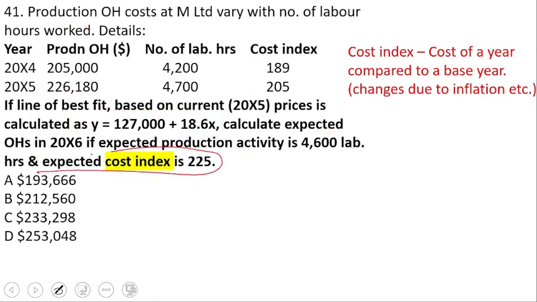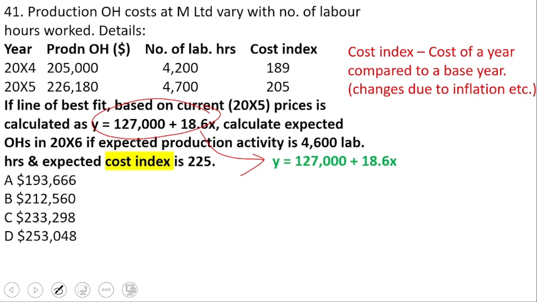And expected cost index is 225. Expected cost index relating to which year? Relating to year 2006. So we have to calculate the expected overheads, or we have to calculate Y. So we will copy the trend line. Y is equal to 127,000 plus 18.66 into x. And what did they say the value of X is? X is 4,600 labor hours, which means that instead of X, you have to substitute 4,600 and you have to find out the value of Y.